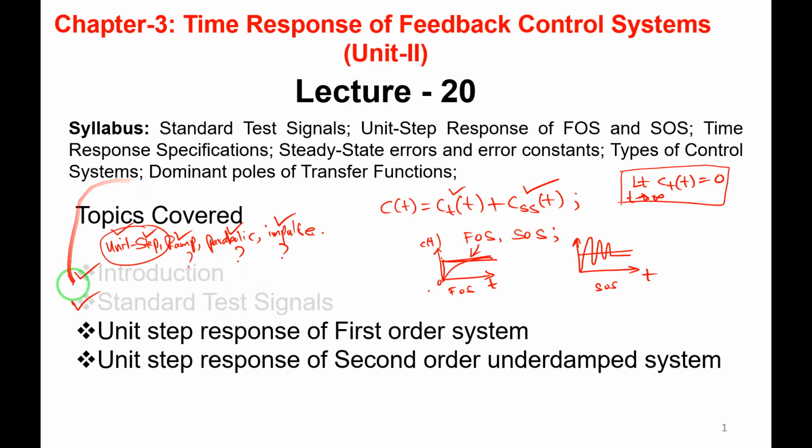Then in today's lecture, we will see the unit step response of the first order system, and if time permits, we will also see the unit step response of the second order underdamped system. What is underdamped? All those things we will see later. Since there are four standard test signals, we are considering only, as I told, the unit step. The same thing applies here also: unit ramp response, unit parabolic response and unit impulse response of first order system. The derivations are there, but we will consider only the unit step response of first and second order systems.